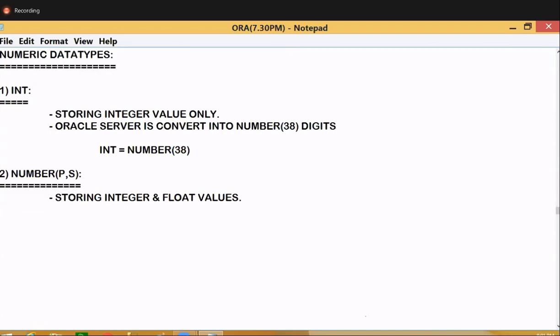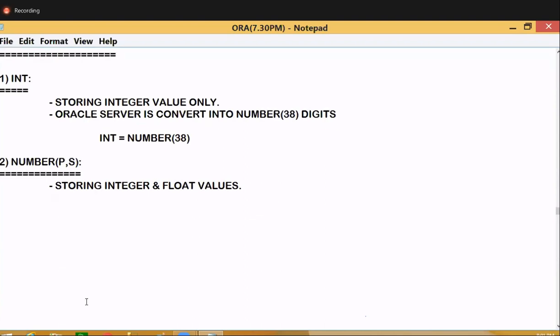So it stores integer values as well as float values. How can it store both integer and float? Carefully observe: there is P comma S, which means this data type has two arguments, one is P and one is S. When you use NUMBER(P), it will accept integer values. That means I'm not passing the scale value.